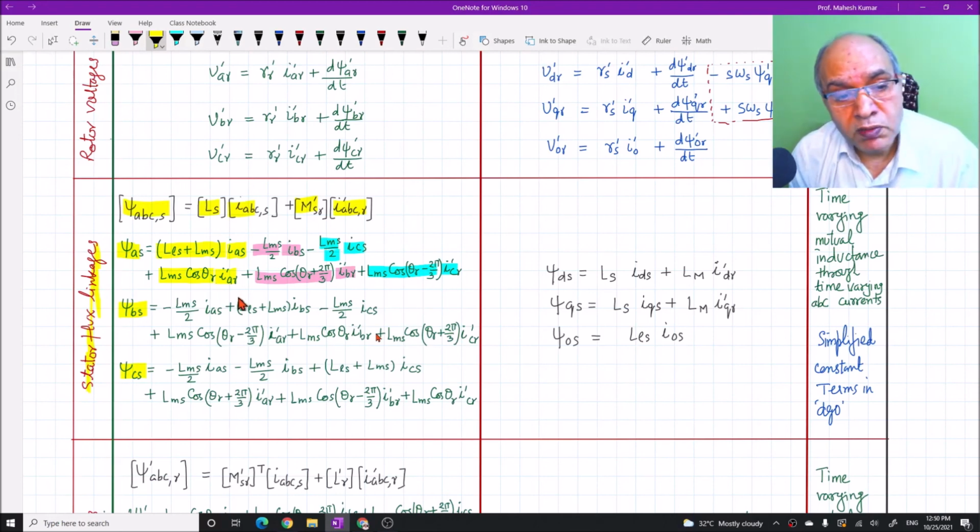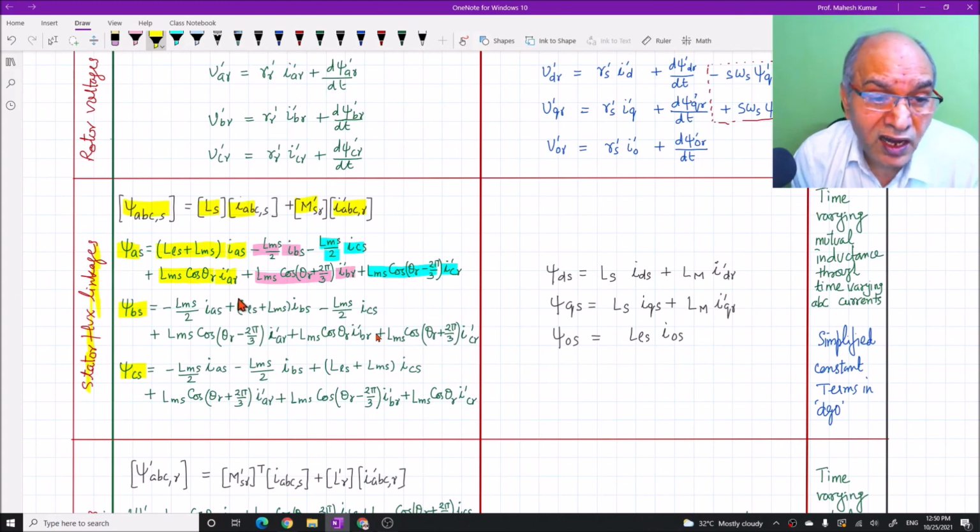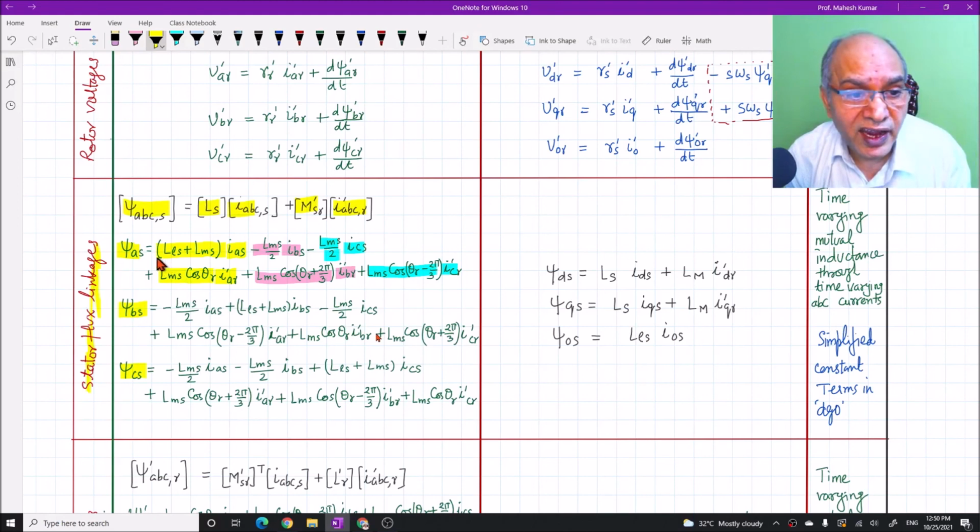They are involving the terms cos theta r, and cos theta r is a function of the rotor position. So when the rotor changes, these parameters change. So not only is psi AS a function of IA, IB, IC, IAR dash, IBR dash, ICR dash, but also theta r is changing. So solving these matrices and variables becomes very difficult in ABC frame, and applying control techniques is a very complex task in the ABC reference frame.